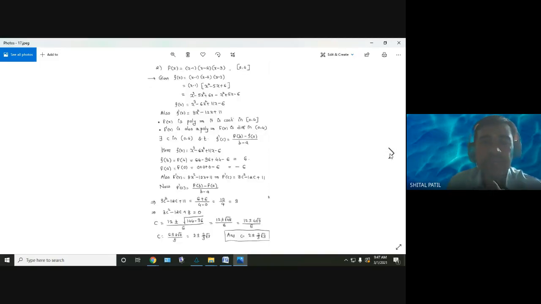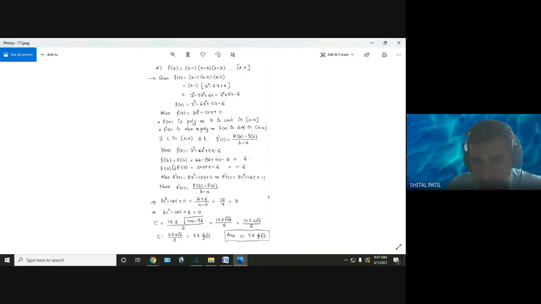Next, we started with the next example, f of x equal to x minus 1, x minus 2, x minus 3, which lies in the interval 0 to 4. Then it is simplified to get the polynomial x cube minus 6x square plus 11x minus 6. F dash of x is obtained, that is also a polynomial. Both of them are polynomials, therefore they are continuous as well as differentiable. Then there exists a c such that f dash of c equals f of b minus f of a divided by b minus a.